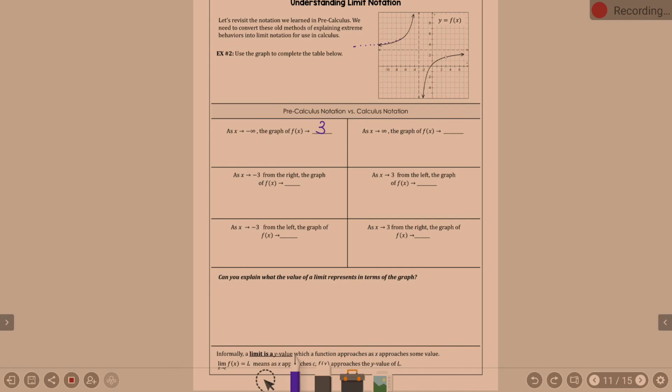Now, official notation, I'm going to write it right here. The limit as x approaches negative infinity of f of x is equal to 3. Okay, that's your official notation there, and that's what you need to be able to write and read and understand. It's getting closer and closer to 3. It doesn't have to touch 3, but that's where it's aiming.